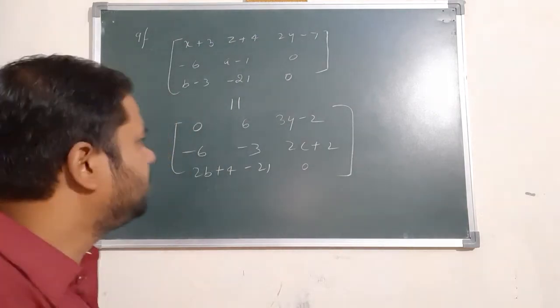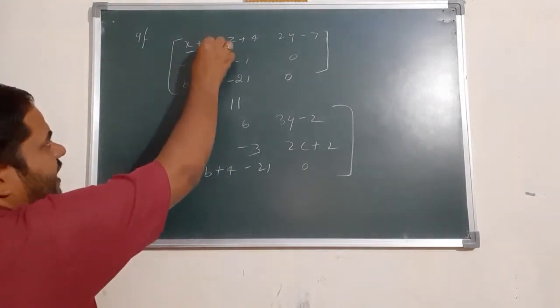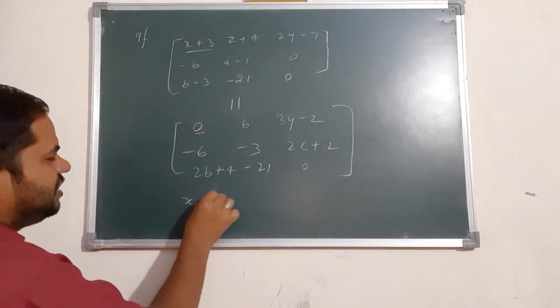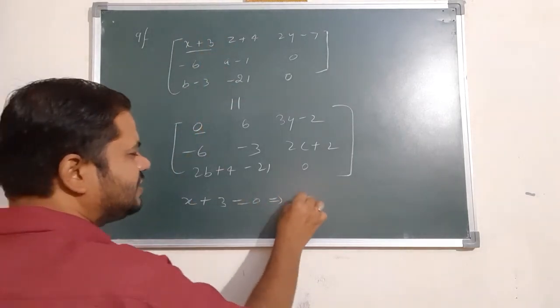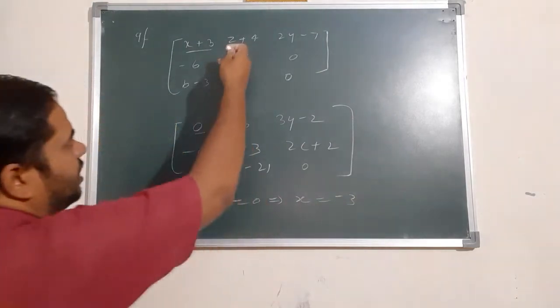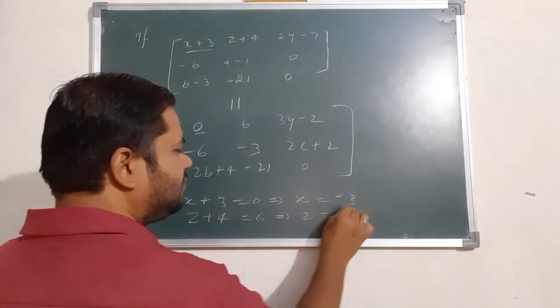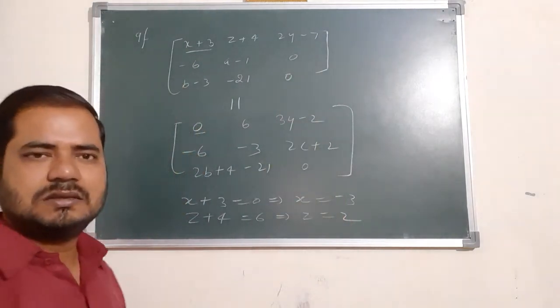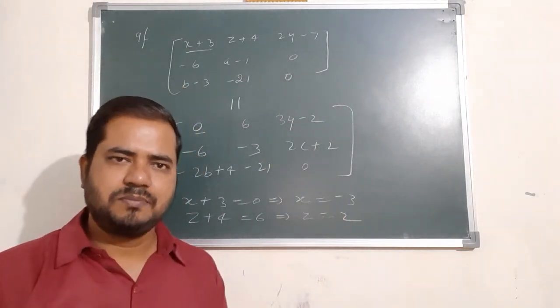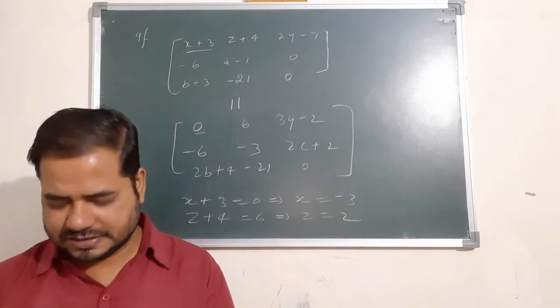So it's so simple. Corresponding elements, that is a11 equal to a11, so x plus 3 is 0. This implies x is equal to minus 3. Similarly, z plus 4 is equal to 6, that means z is equal to 2, and so on. So you can solve it, and after that you solve the exercise.